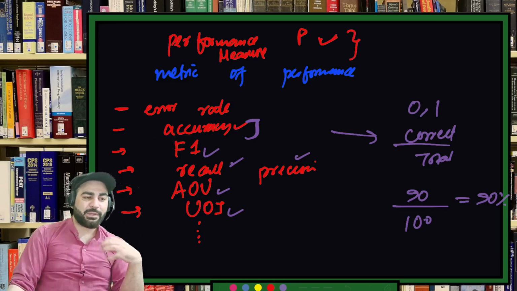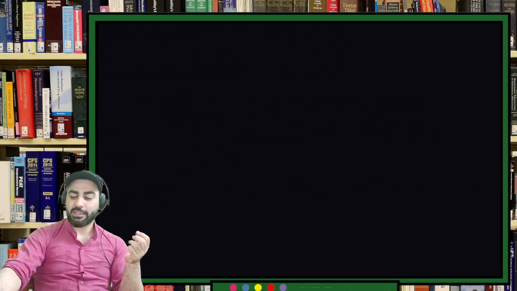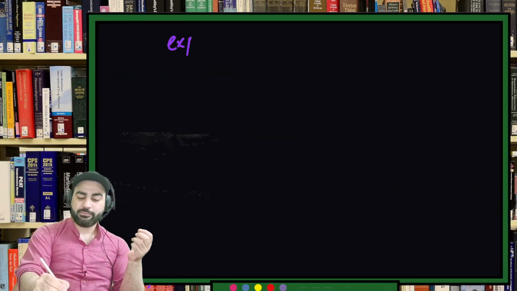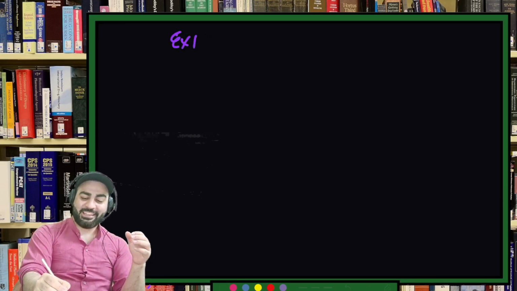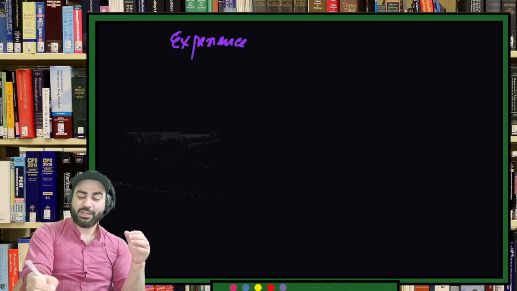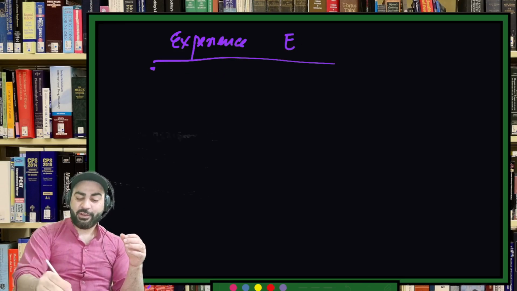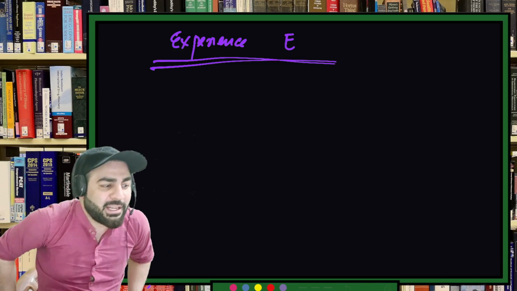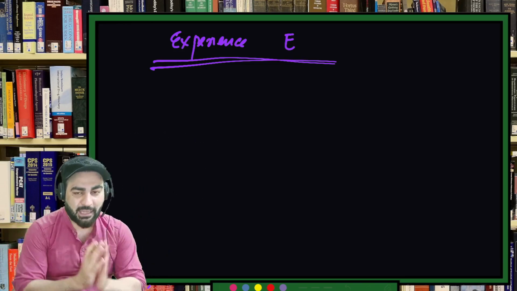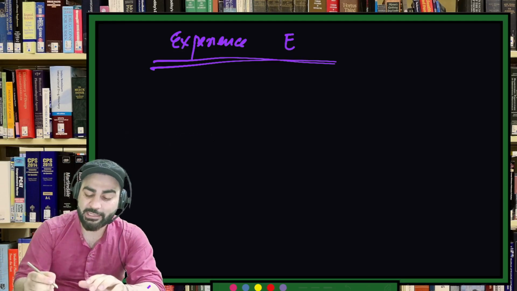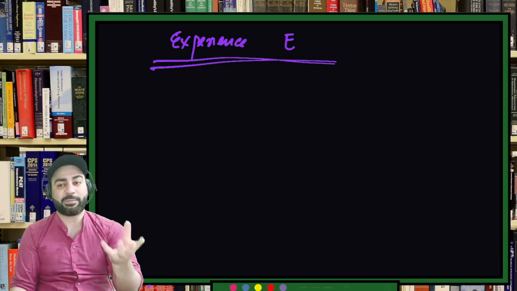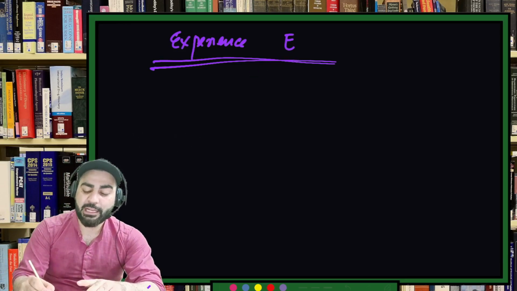Then we have this experience E. Now coming to the experience. Experience E. What is this experience now? In machine learning, these algorithms can be classified broadly into two categories. I am now talking about the experience. So these algorithms can be classified into two categories.